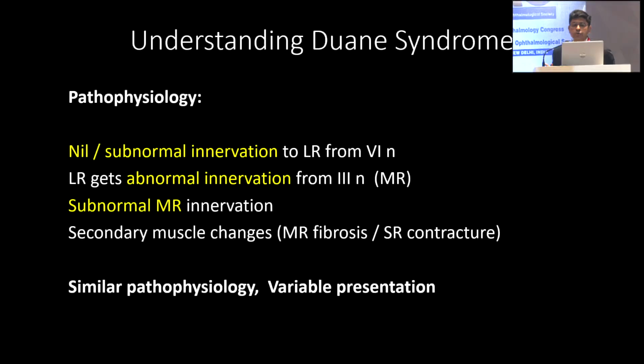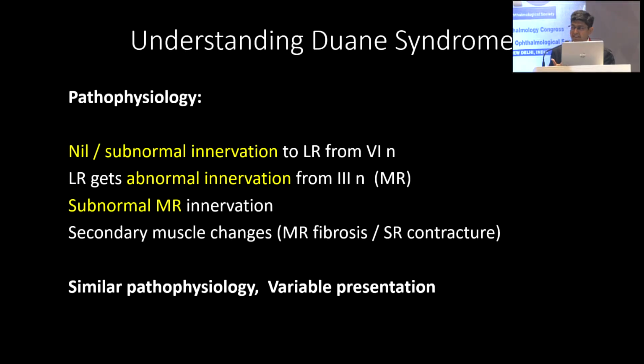So Duane syndrome can be quite a challenge because, as we will see, there are so many issues which we are yet to understand. I have no conflict of interest to disclose. The first thing is the unusual thing about the pathophysiology of Duane syndrome. It's not something that we can so easily understand and relate to. The start of the problem is that there is nil or subnormal innervation to the lateral rectus from the sixth nerve nucleus. So there is subnormal innervation. It starts off with a kind of a palsy.